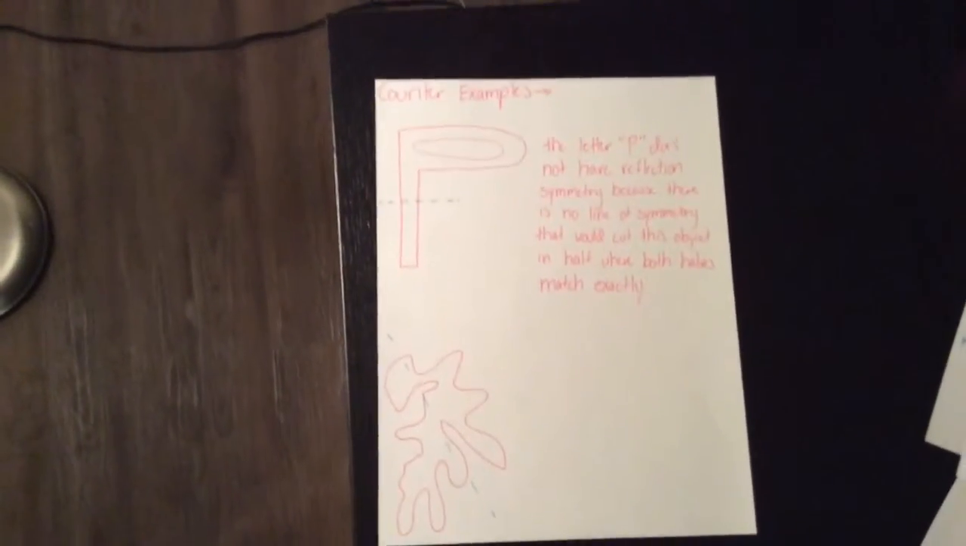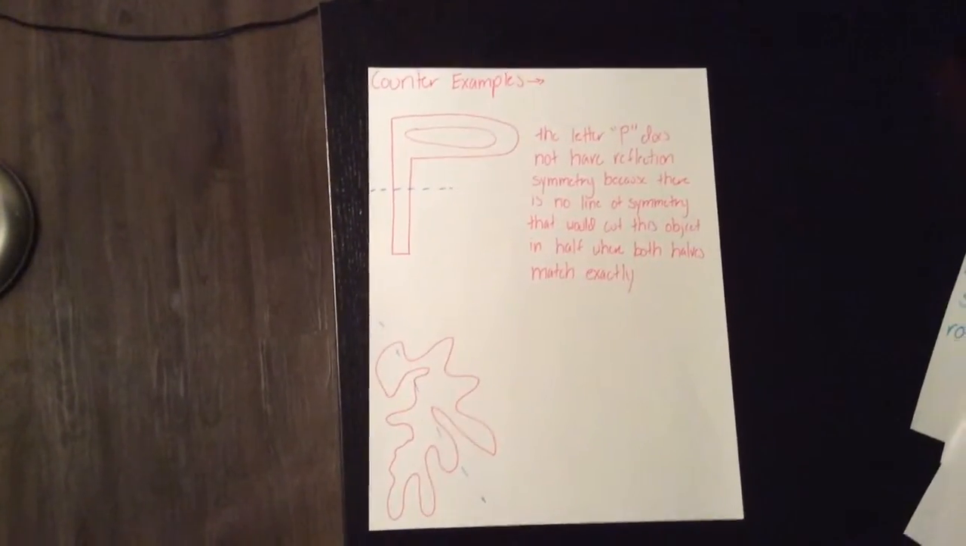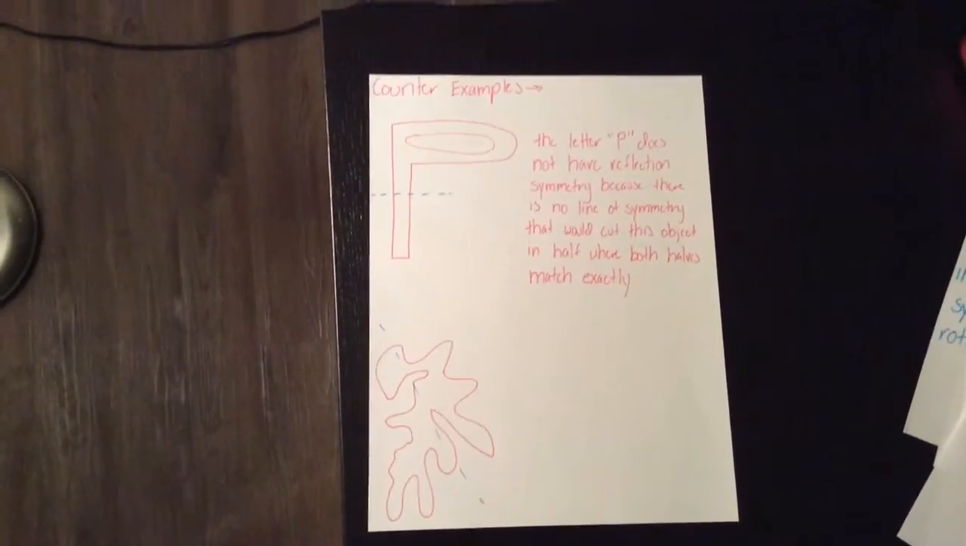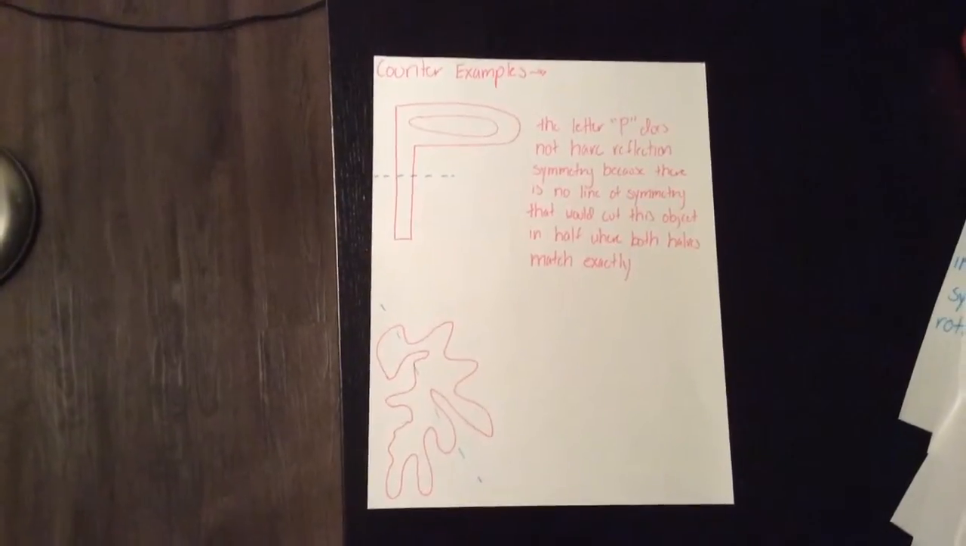Our counter example is the letter P. The letter P does not have reflection symmetry because there is no line of symmetry that would cut this object in half where both halves match exactly.